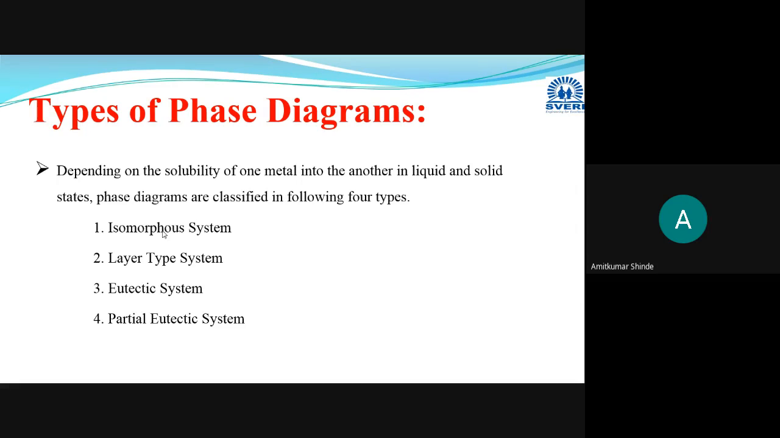As far as your examination is concerned, they will ask you one system from these four. One question will be compulsory. On one phase diagram, they will ask you to draw the phase diagram and give some examples for each type, and you have to explain what exactly happens during the cooling of the alloys with the help of microstructural changes. We are going to discuss that in the later half of this lecture. Now we will move forward. First we will see the isomorphous system and how microstructural changes occur in it.